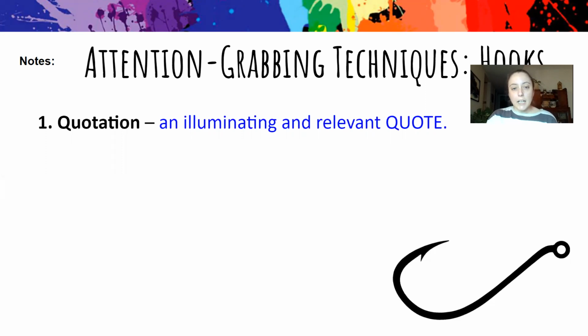Illuminating comes from the word illumination. It's light. We're shedding light on something. And so if you use a quote, the first qualification that it should have is that it should illuminate. It should shed light on the issue that you're about ready to talk about, so that it's intriguing to the reader. It can't just be something that doesn't have a spark. It has to be illuminating.